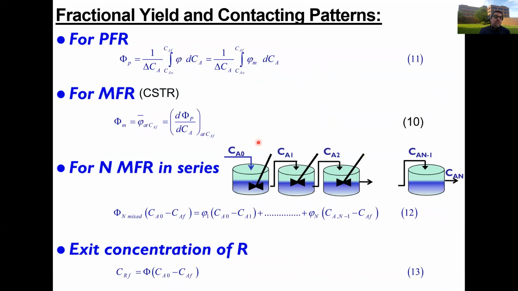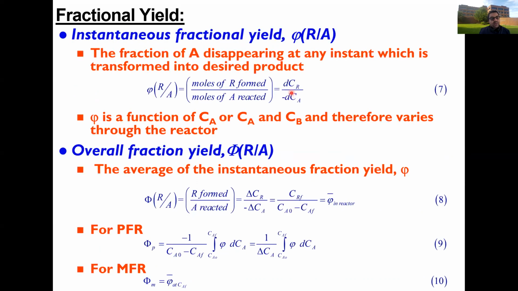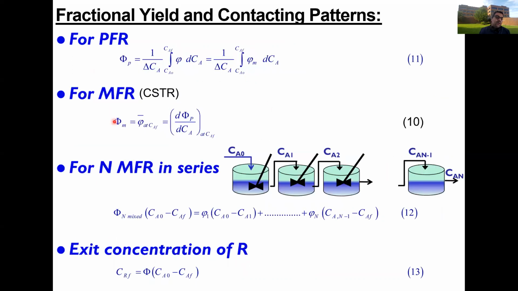Okay, so we said for a PFR, your overall fractional yield is just 1 over delta C_A times the integral of the instantaneous fractional yield dC_A, and the instantaneous fractional yield is the moles of the product you want divided by the moles of reactant consumed, right? For a CSTR, this is your overall fractional yield, and to get the exit concentration of R, you multiply your overall fractional yield by the change in concentration.